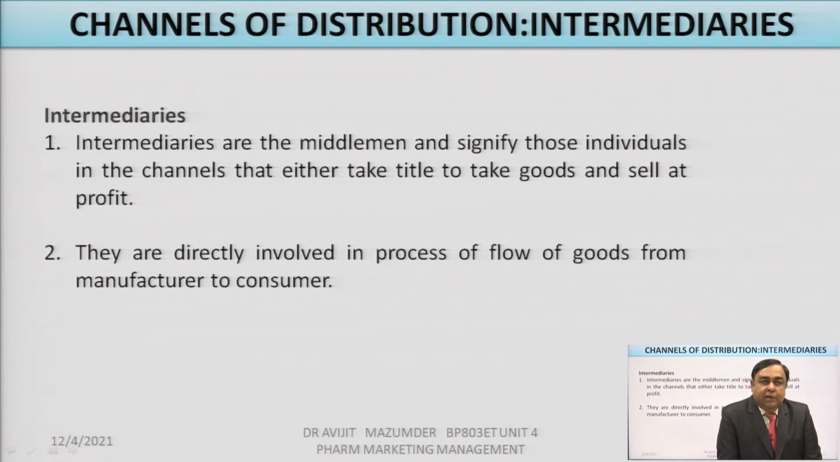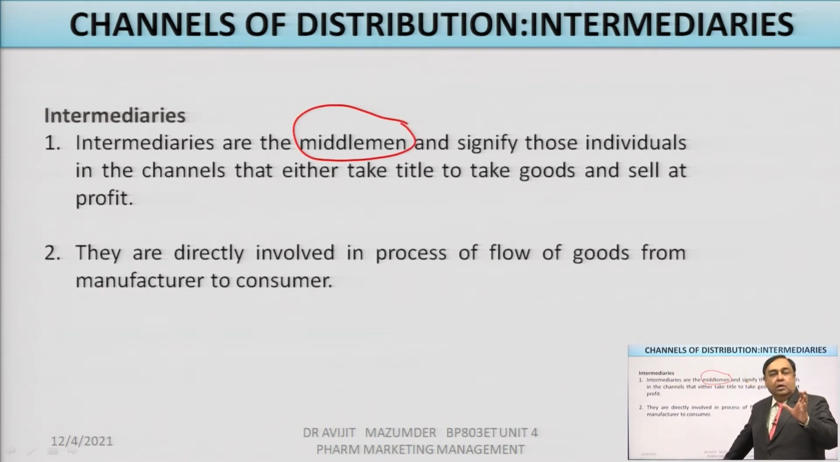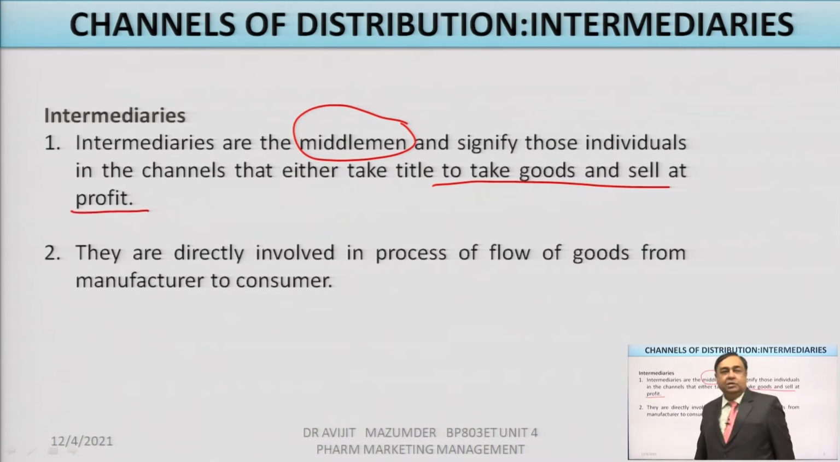Intermediaries are basically the middlemen, and they signify those individuals in the channel who take the title of the goods and sell them at a profit. They are directly involved in the flow of goods from the manufacturer to the customers. That is what we mean by the term intermediary. Their main purpose is to take the title of the goods and sell them at a reasonable profit.